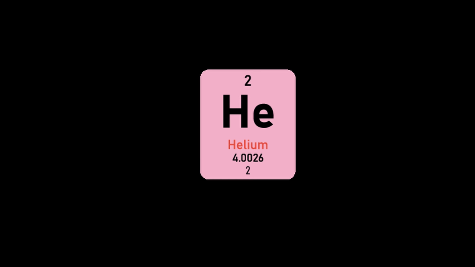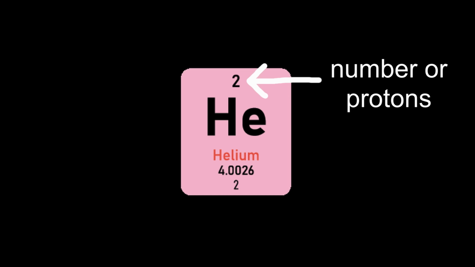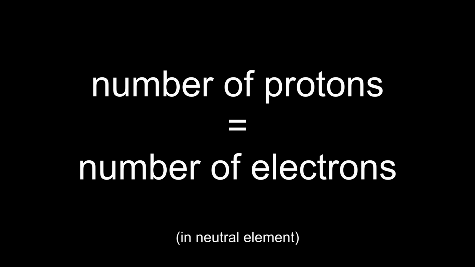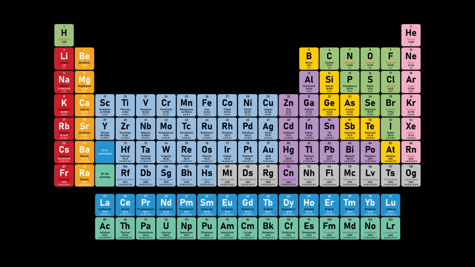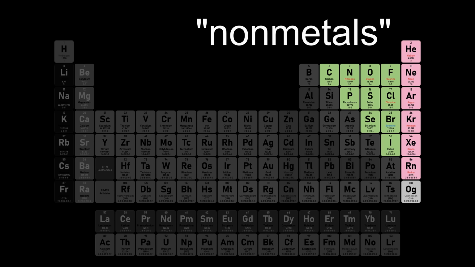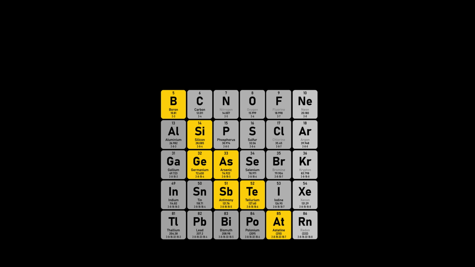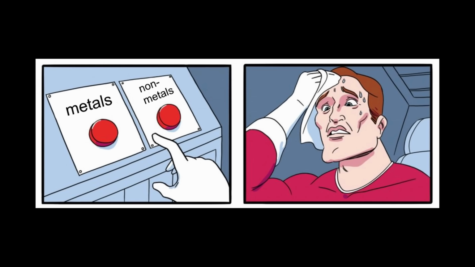The periodic table is also pretty much a dictionary, as every cell tells you the name and symbol of an element, the number of protons in the core, which is also the total number of electrons, and the atomic mass, which is the mass of neutrons and protons combined. The periodic table is roughly divided into three categories. Left of this line are the metals, right of it are the non-metals, which are mostly gases, and the line is called the semi-metals, which have properties that fall somewhere in between.